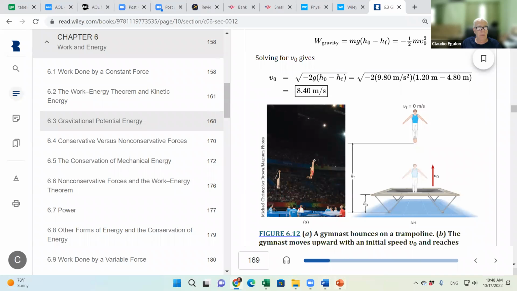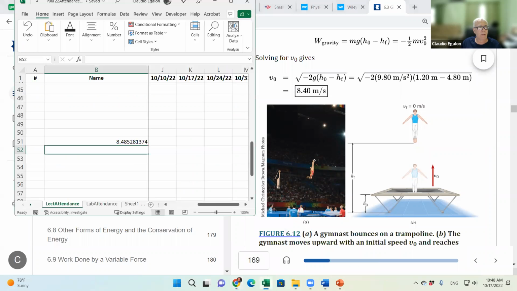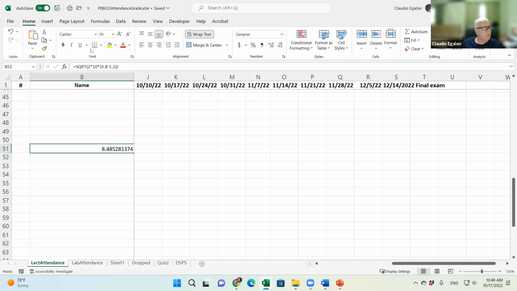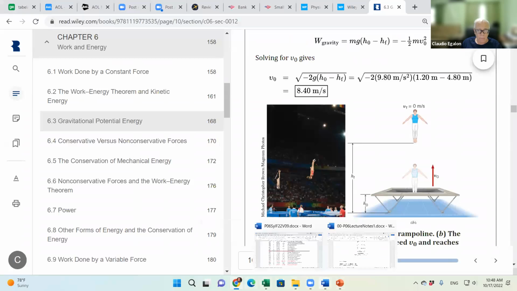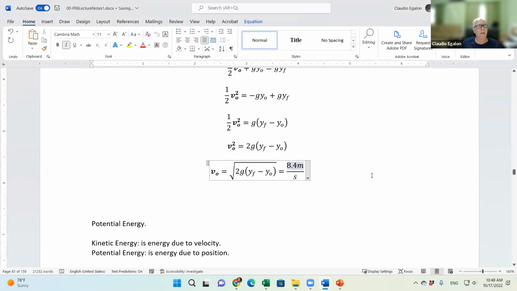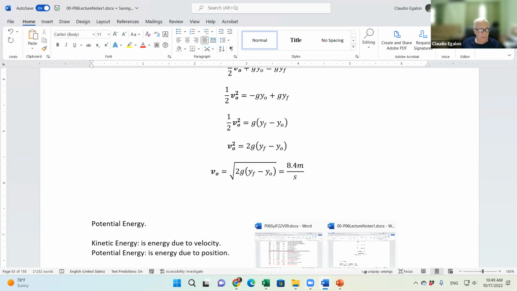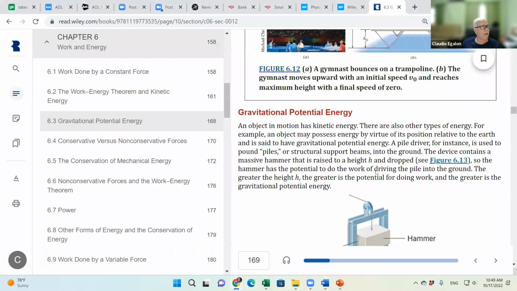Why is that? There's a reason for that. Why do you think they got a value that's different from mine? It's slightly different from mine. It's no big deal, the difference. It has to do with the 10 meters per second squared. I used 10 instead of 9.8, right? If you use 9.8, I get exactly 8.48 meters per second, like the book got. So that's one example that we have here.